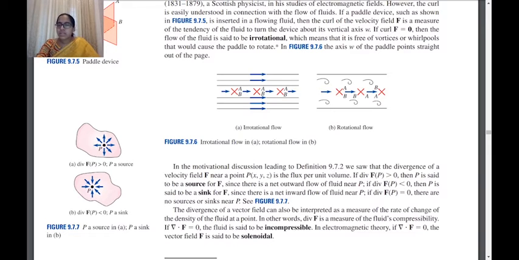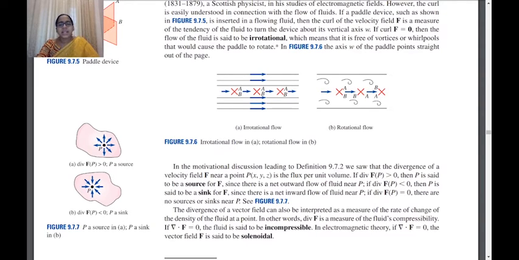That is, we are dealing with the flux per unit volume. If the divergence of F at P is greater than 0, then P is said to be the source, because there is outward flow from that point. If the divergence is less than 0, there is flow into that point, so P is said to be the sink. And if it is equal to 0, there is no flow inward or outward, so there is neither source nor sink near P. You can refer to figure 9.7.7 to get a clearer picture.